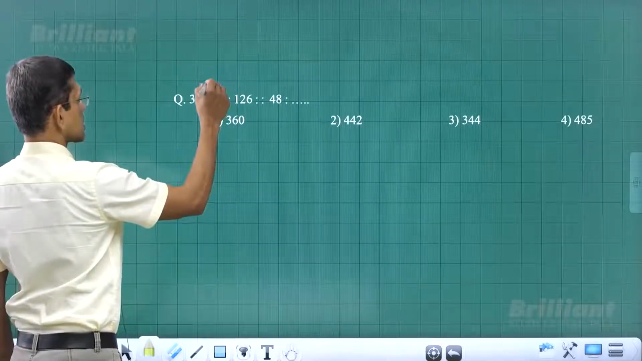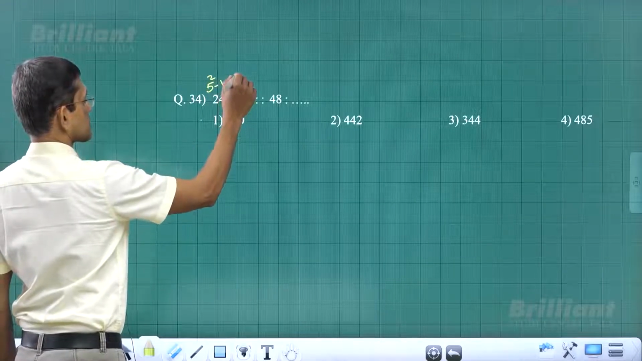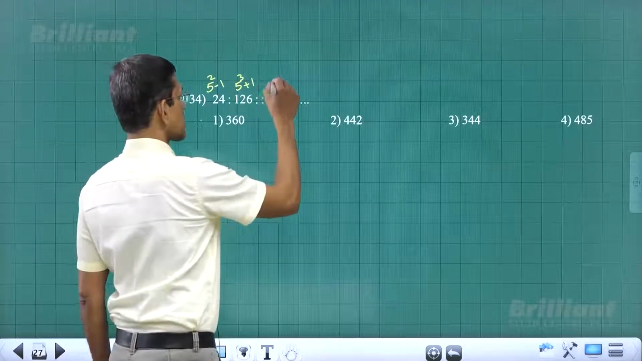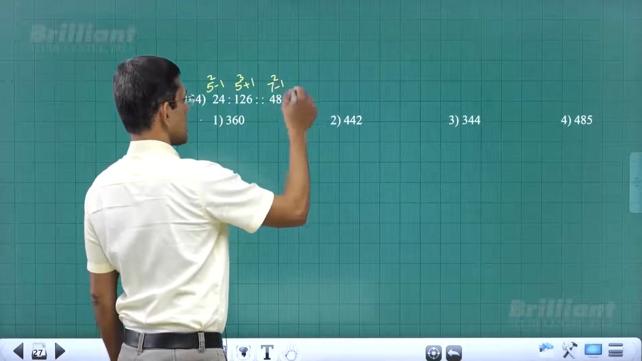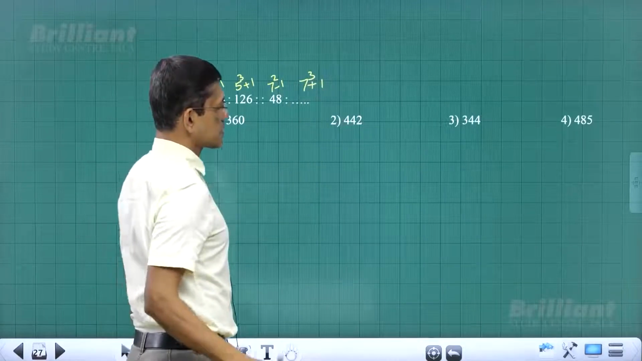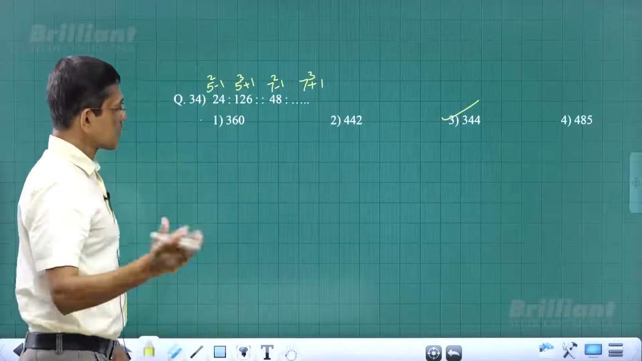What is it? 5 square minus 1. What is it? 5 cube plus 1. And this 48 is 7 square minus 1. And naturally what we are looking at is 7 cube plus 1, which is 344. That's the answer. That's one way of looking at it.